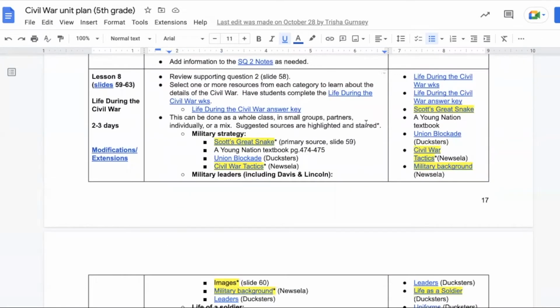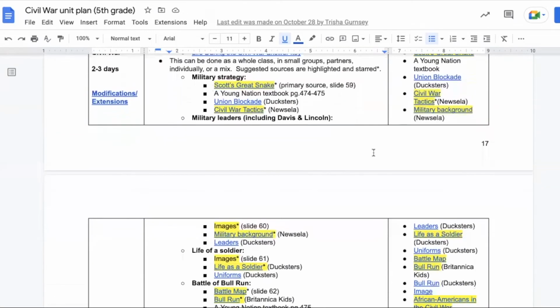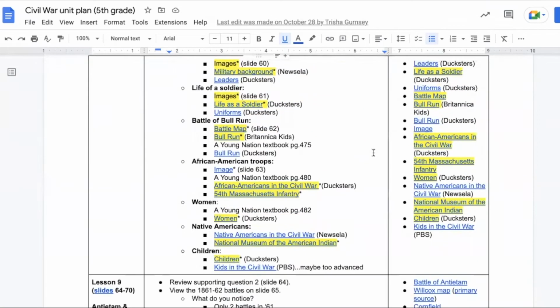Lesson 8, we're learning about life during the Civil War. And to do this, we have a worksheet that goes along with it. And there are a collection of resources available to learn about the different topics. Some are highlighted, and those are the ones that are most recommended to use, as they include primary sources, as well as some secondary information.